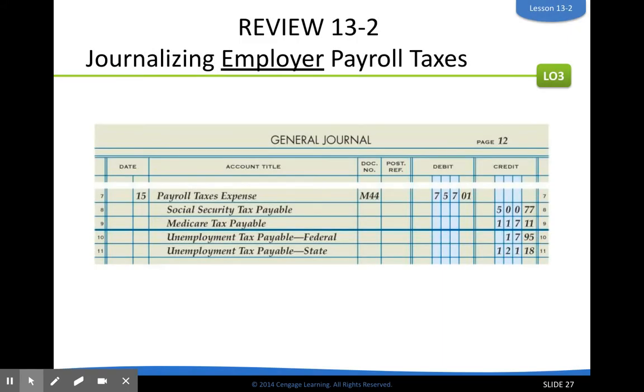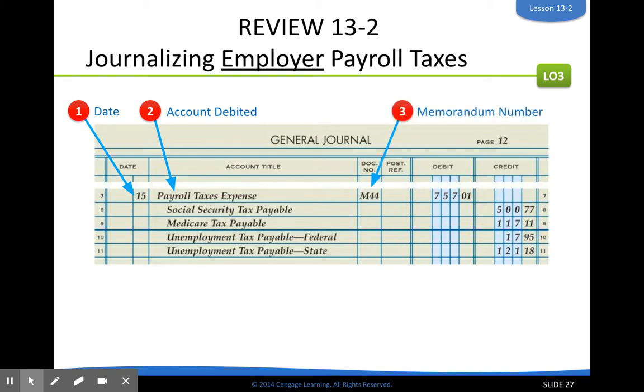In 13-2, we journalized the employer payroll taxes. We were in the general journal and we recorded all of the items that the employer has to pay. The employer has to pay the total of Social Security, Medicare, unemployment tax, federal, and state. All four of those items combined gives you the total payroll taxes expense. So we had 13-1, our employee portion. In 13-2, we have our employer portion.